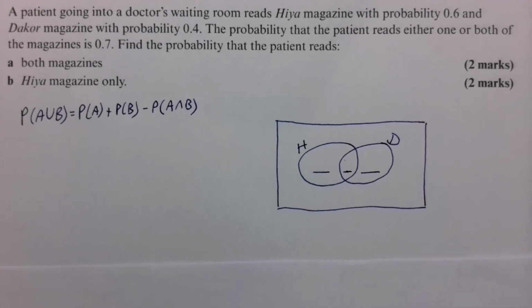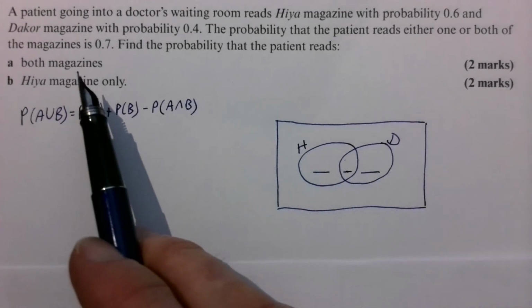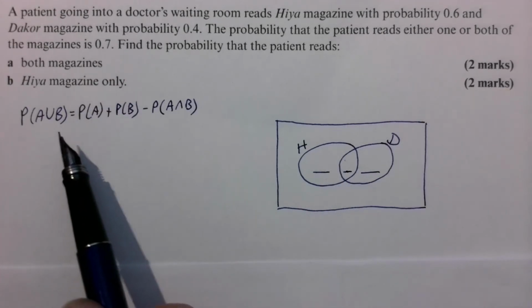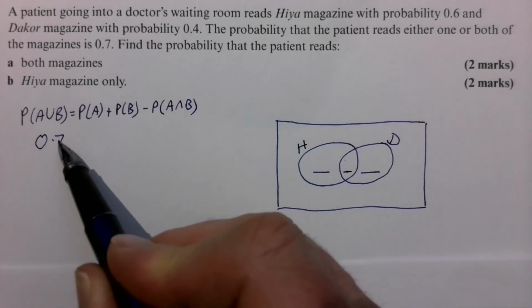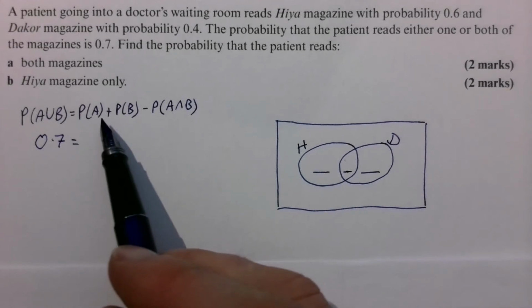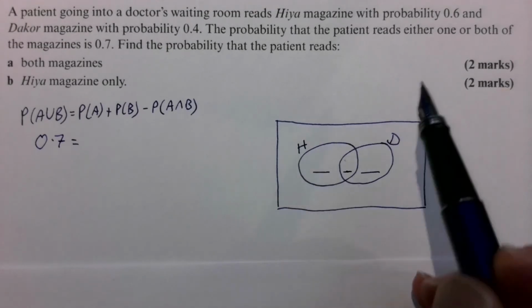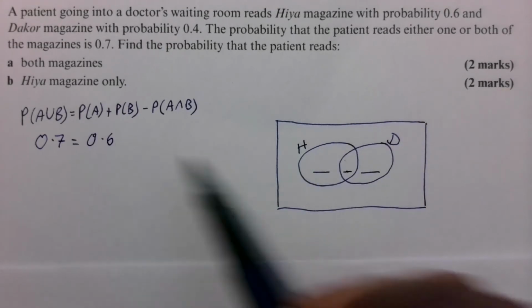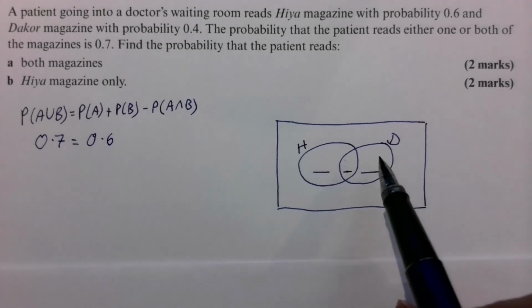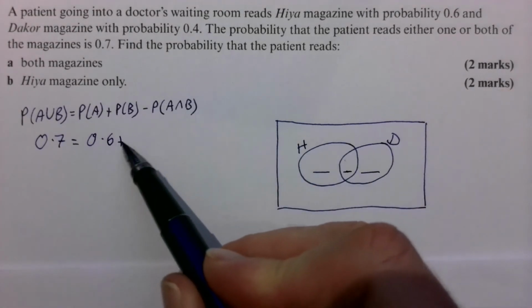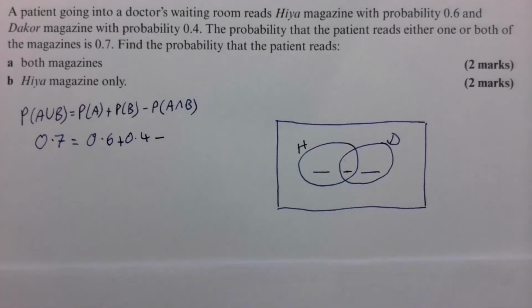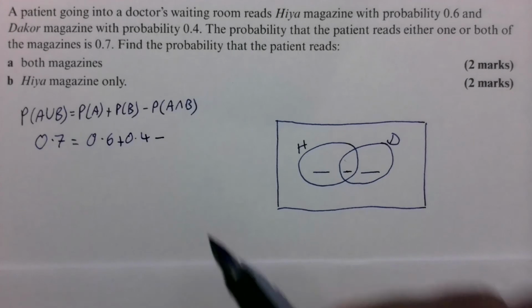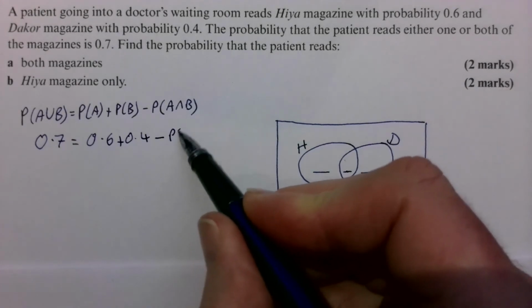So we're going to use that idea, but what we want to know here, they've actually told us the probability of the union is 0.7. They've told us the probability of H is 0.6. The probability of D, Decor magazine, is 0.4. Take away, that's the probability that we want, the probability of both.